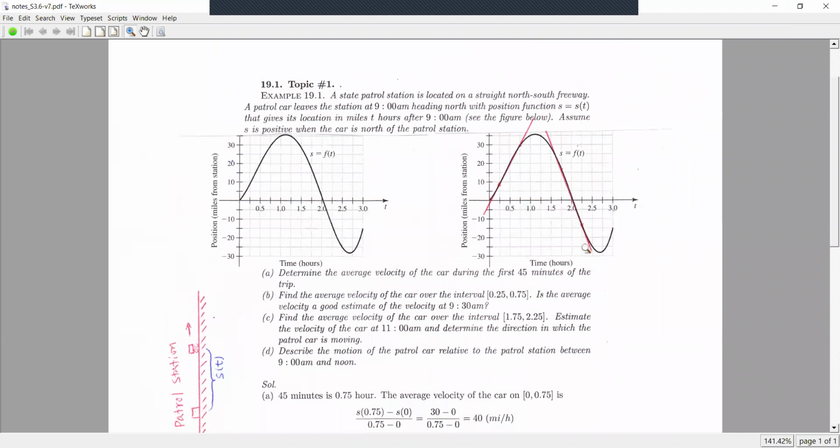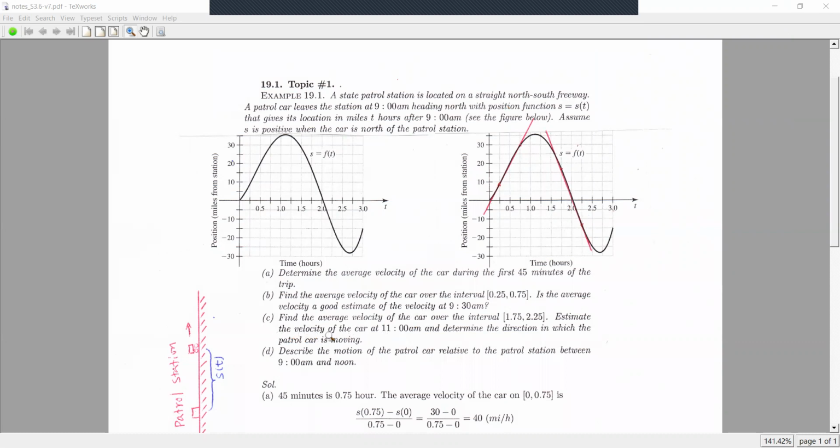This number is the slope of this red line. This red line is a secant line that joins the 2 points on the graph, corresponding to the time 1.75 and the time 2.25. The velocity of the car at 11 a.m. in the diagram corresponds to time 2.